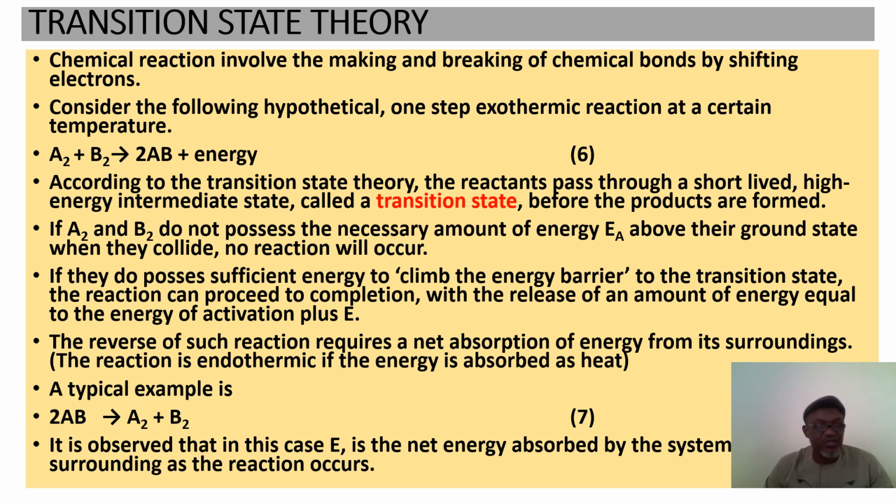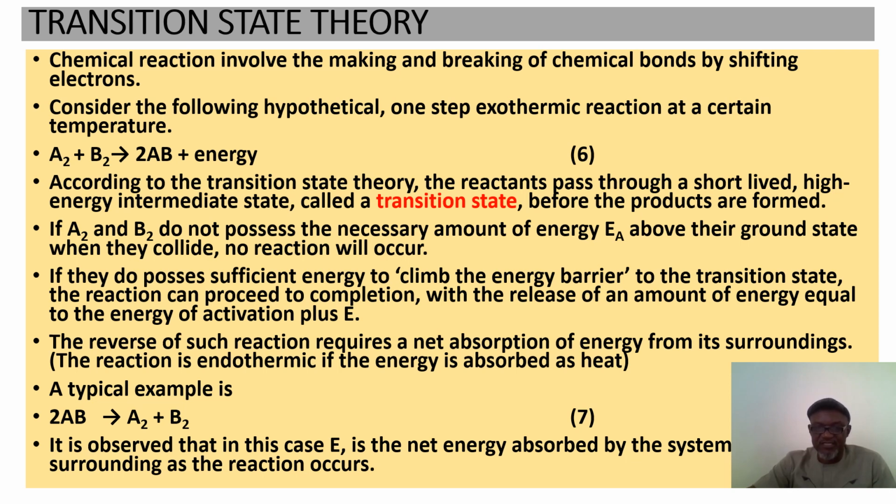So the transition state will be located at the apex of that hill, at the apex of that activation energy we saw in the other slide. So it is through this transition state that products can be formed, or if the energy is not sufficient, it will revert to reactants. So if A2 and B2 do not possess the necessary amount of energy above their ground state when they collide, no reaction will occur. That's what we're saying. If they do not possess sufficient energy to climb the energy barrier to the transition state, the reaction cannot proceed to completion.